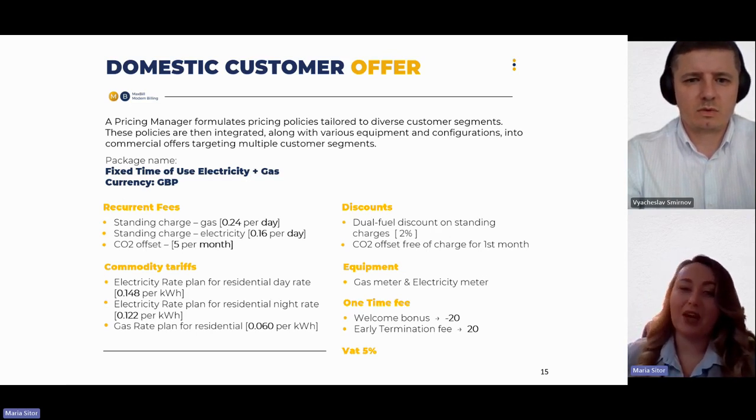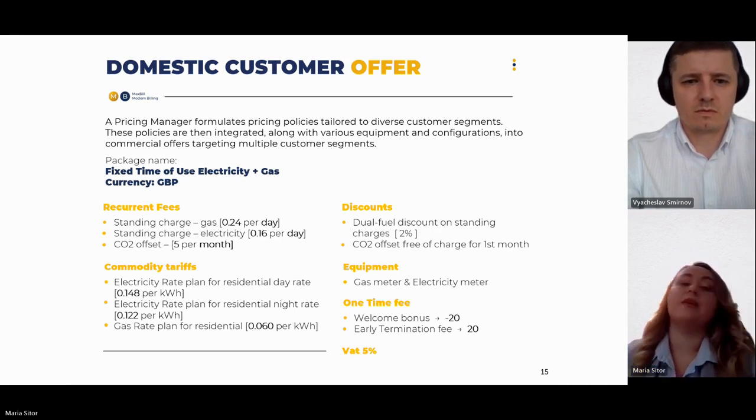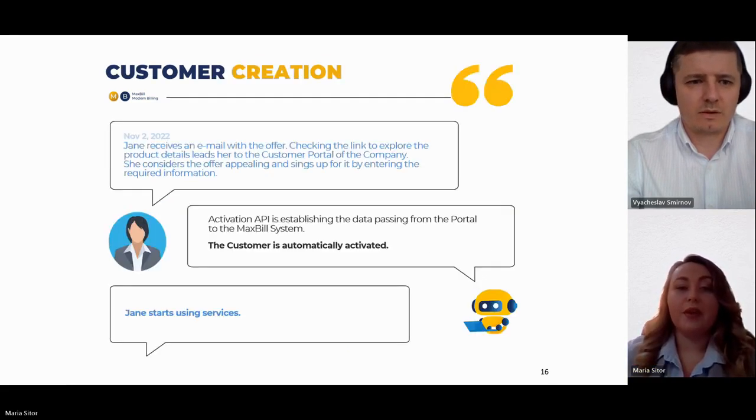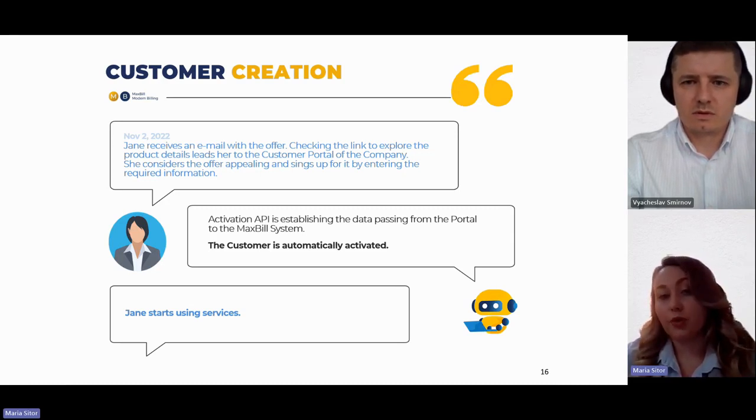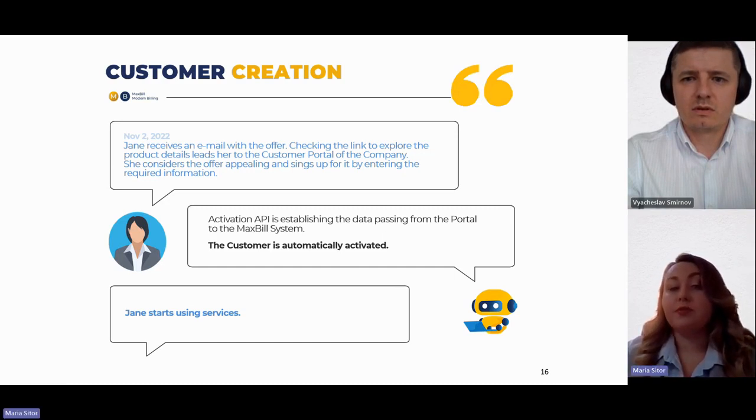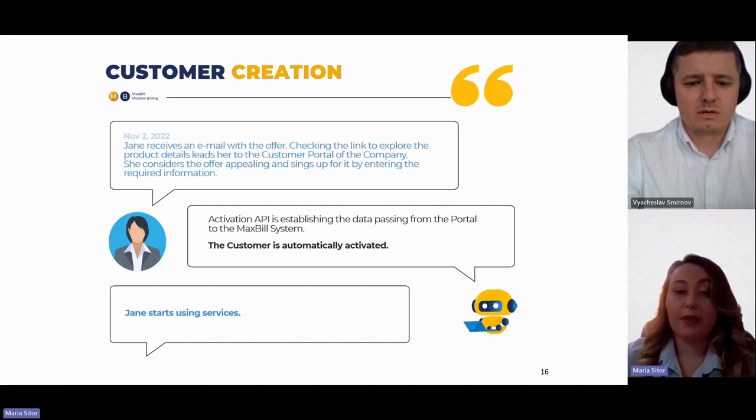So it has a discount for dual fuel charges, 2%. And at the same time, she had a welcome bonus of £20. After she saw this offer, she decided to subscribe for it. And in the system, she was automatically created as a customer by receiving the APIs from the portal, or it can be done by some personal contacts, but anyway, the customer is automatically activated in the system, and Jane starts using her services.